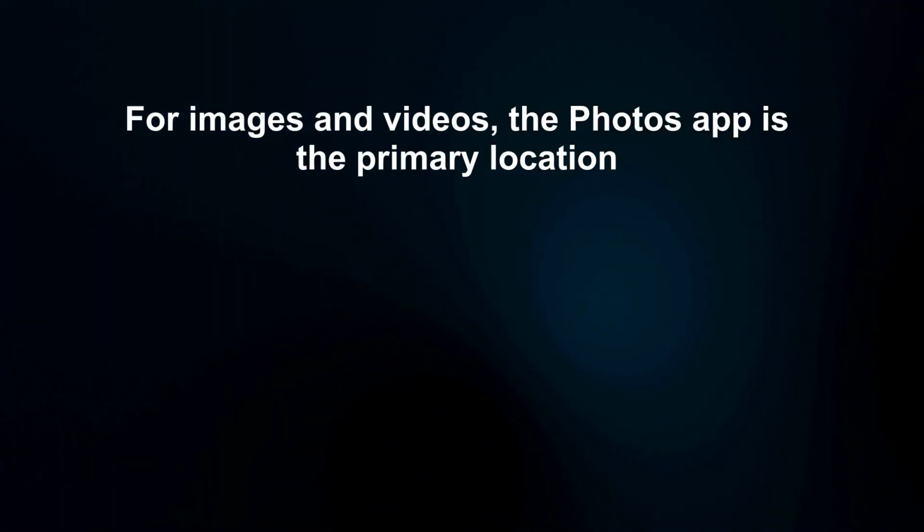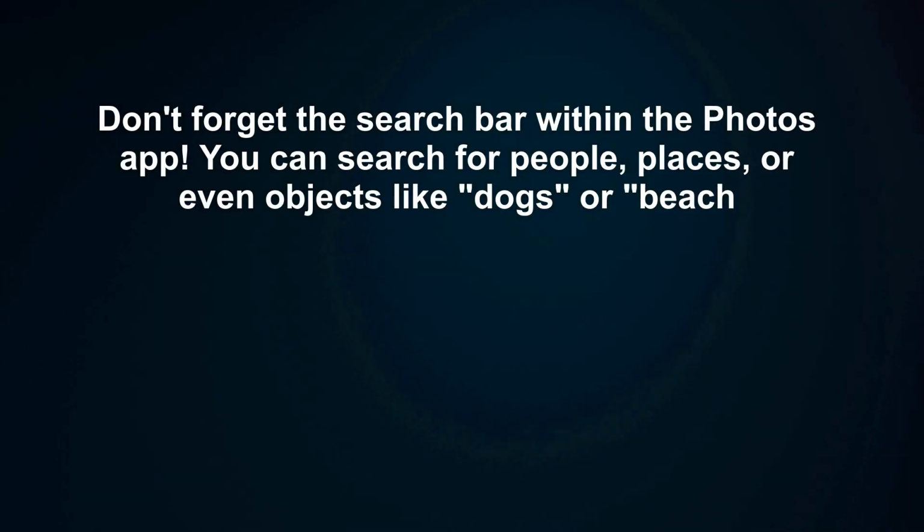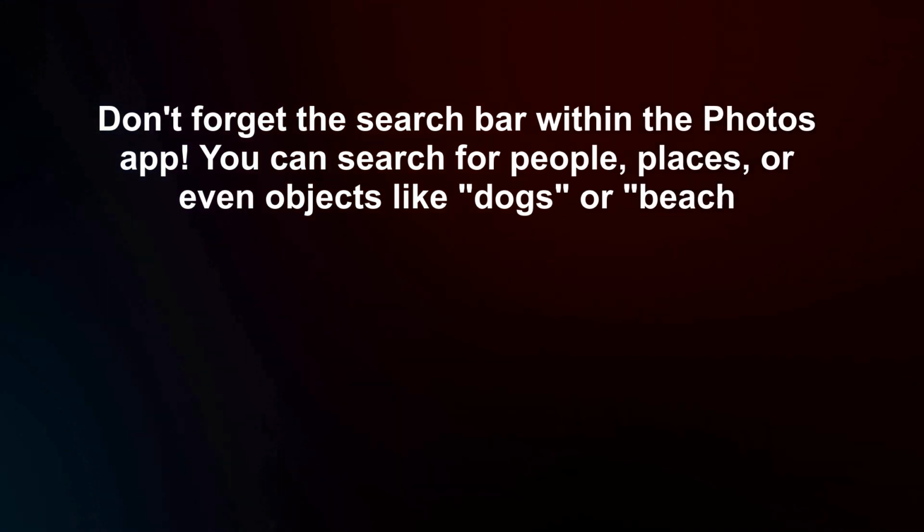For images and videos, the Photos app is the primary location. You can browse by date, memories, or albums. Don't forget the search bar within the Photos app. You can search for people, places, or even objects like dogs or beach.